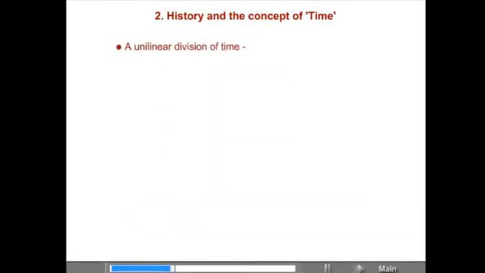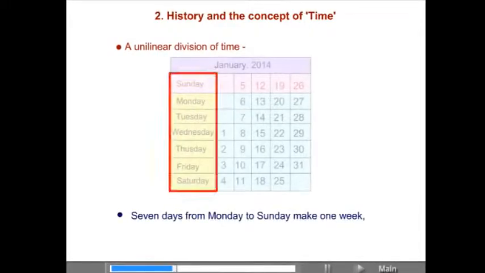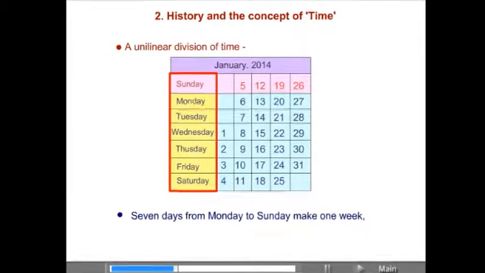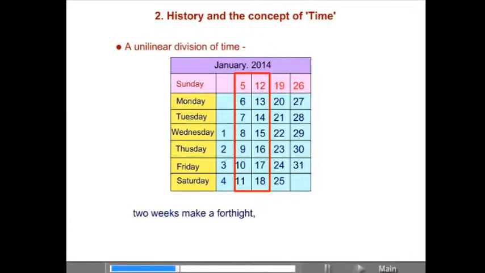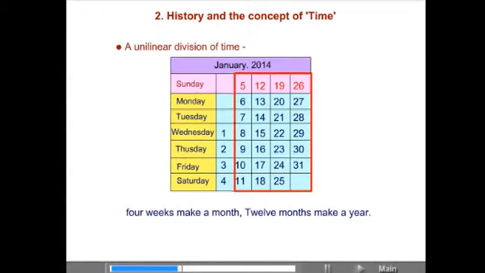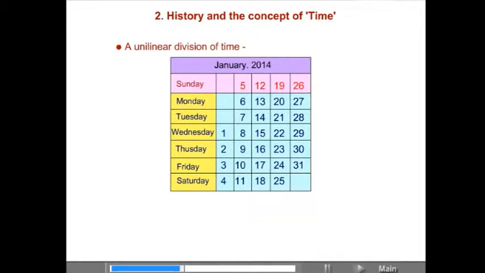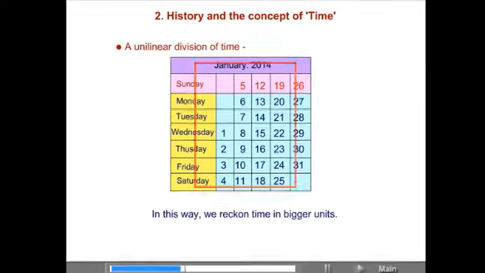A unilinear division of time. 7 days from Monday to Sunday make 1 week. 2 weeks make a fortnight. 4 weeks make a month. 12 months make a year. In this way, we reckon time in bigger units.